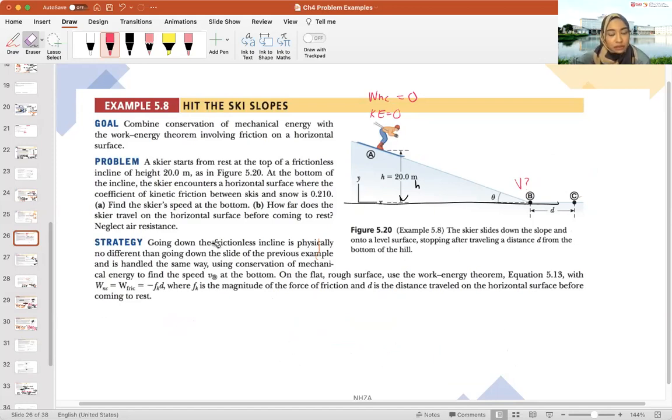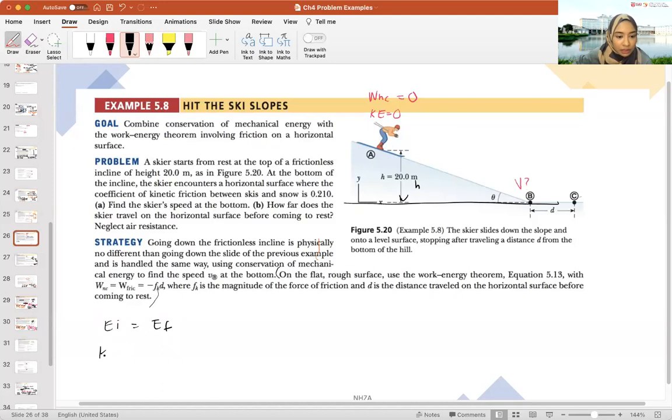Okay, so this is the strategy. I like reading the strategy in the textbook because sometimes I learn from the strategy too. So going down the frictionless incline is basically no different than going down a slide from the previous example, if you guys still remember, and is handled the same way using the conservation of mechanical energy to find the speed VB at the bottom. So it's telling us, just use EI equals EF because this is what is going on. And then on the flat, this is part B. We'll read that later.